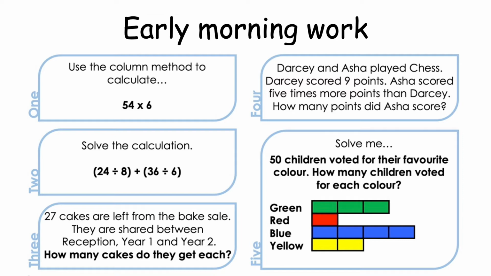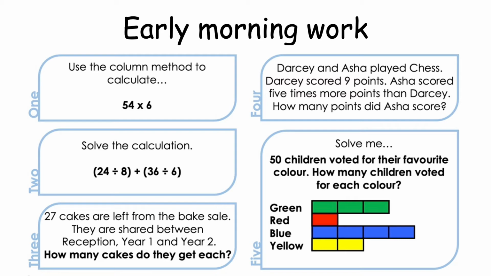Number 4, Darcy and Asher played chess. Darcy scored 9 points. Asher scored 5 times more points than Darcy. How many points did Asher score? So Darcy scored 9. Asher scored 5 times more. So 9 times 5 is 45.